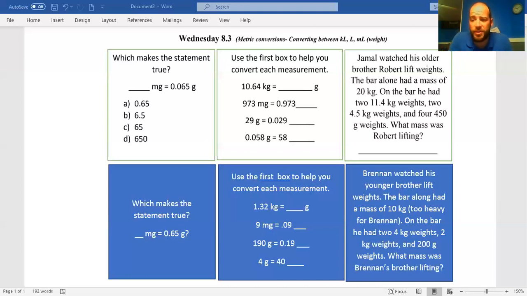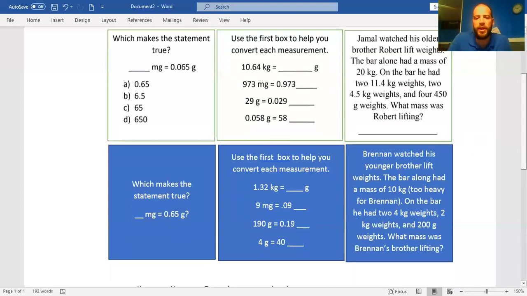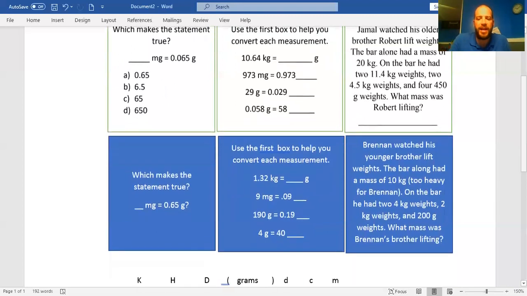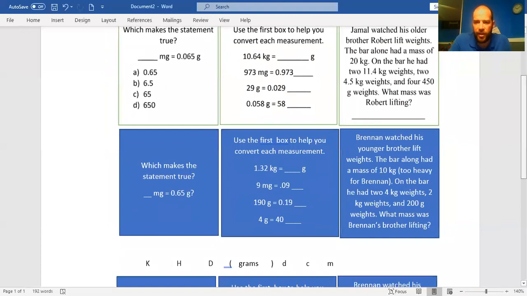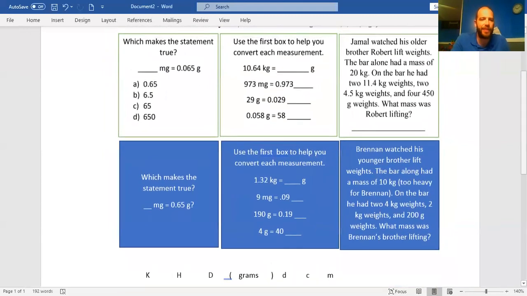Now, the first thing you always do when converting is you tell yourself that terrible, tragic incident that occurred, and it helps you remember: King Henry died by drinking chocolate milk. Now, when you say that, you get this little cheat sheet down here. This cheat sheet will help you graduate high school. Okay, whenever you have to convert, use that cheat sheet. I still need to use it, and I'm the one teaching you this math.